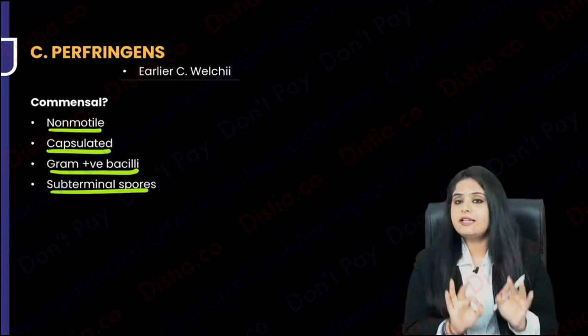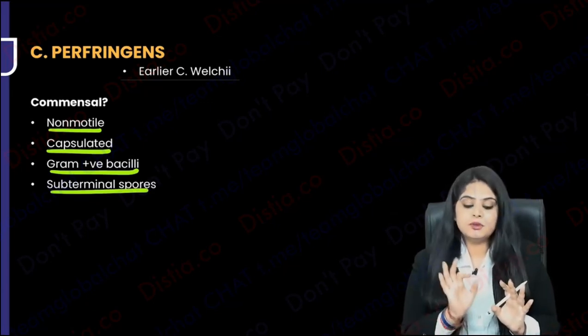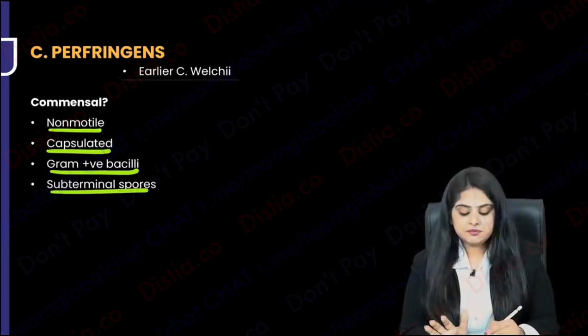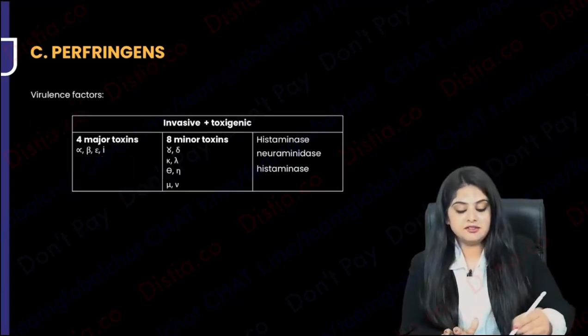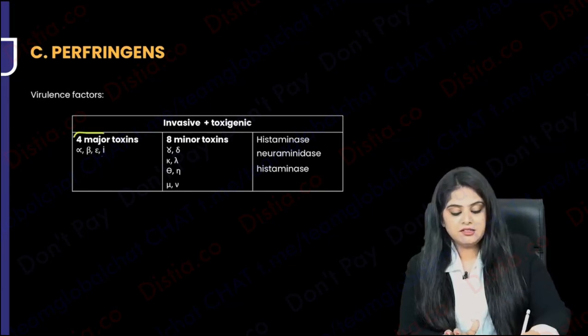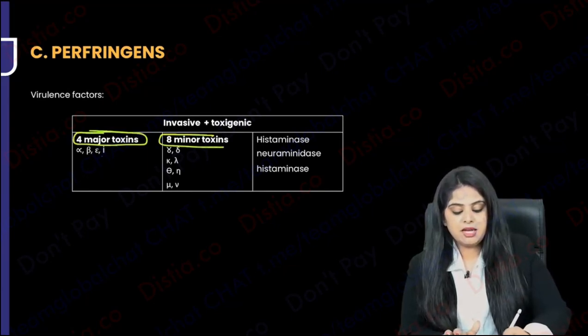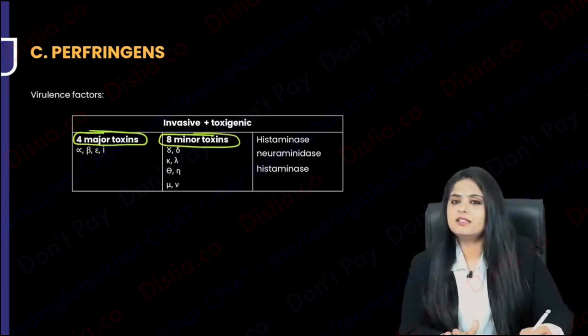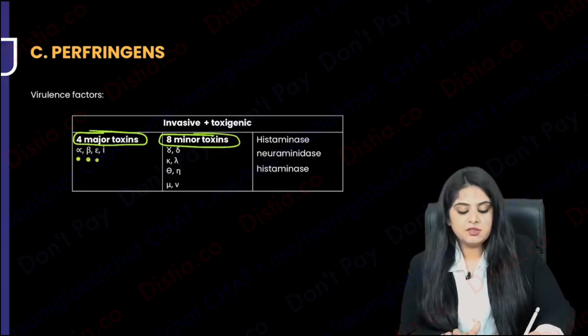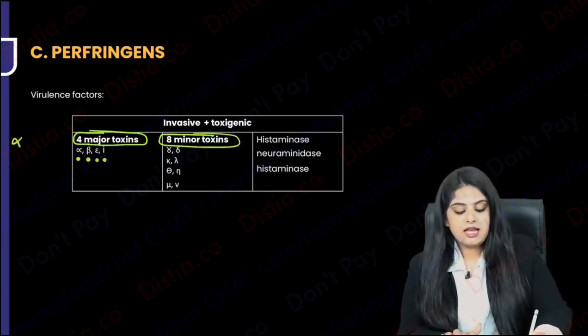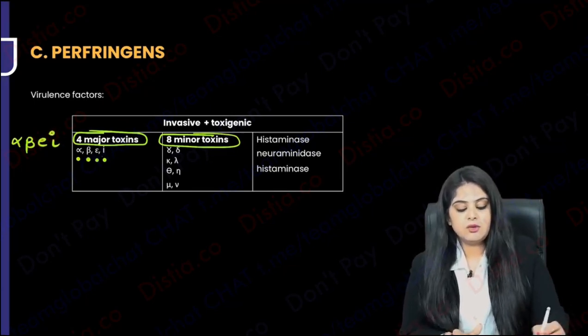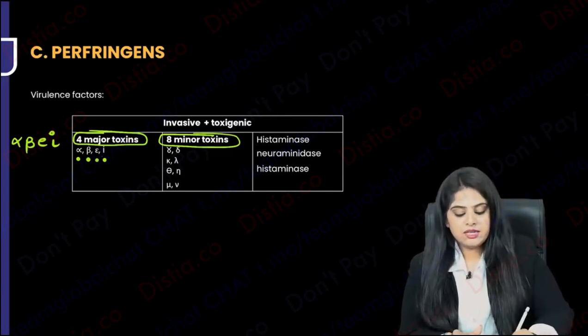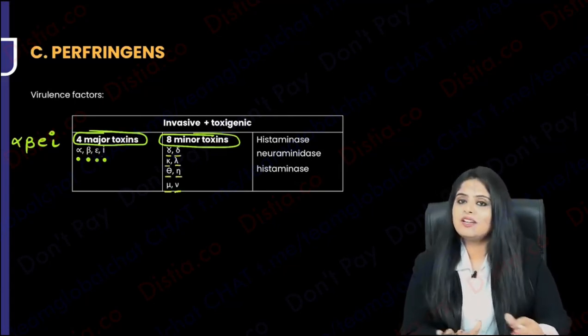So now let's know the basics. This is the gas gangrene story that I'm starting with. Perfringens causes gas gangrene. Here we have the virulence factors. There are lots of virulence factors. Some of them are major, some of them are minor, some of them are just enzymes. So repeating the major ones, remember: alpha, beta, epsilon, iota. These are going to be the major ones. And after that, all the alphabets that you know: gamma, delta, kappa, lambda, theta, eta, mu, nu, whatever ones you know.